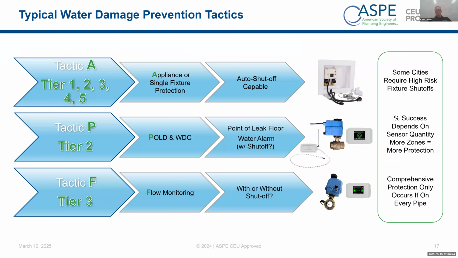Historically, people have done either just straight Tactic A, which is appliance only. Some regulations, some cities require that for washing machines, etc. Tactic P is for outside the pipe. Again, I'll show you that the percent ratio of success is low, and it depends on how many sensors you put in the building. So a lot of people say, well, I can just meet the spec by putting all the floor sensors around. Well, quite honestly, if you put floor sensors around every place that you think the water will leak, what's Murphy's Law? Where you didn't put the floor sensor is where the water is going to leak. And Tactic F is flow monitoring. So you get comprehensive coverage: you measure the water going into the entire building and provide a solution.